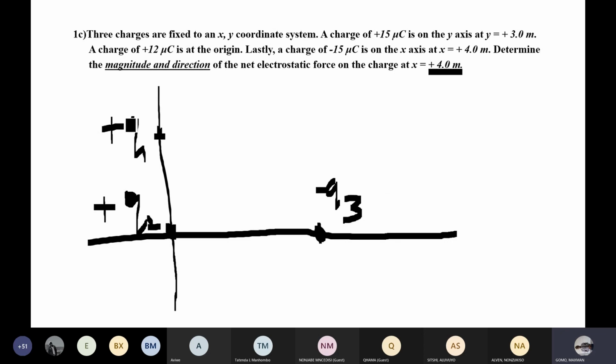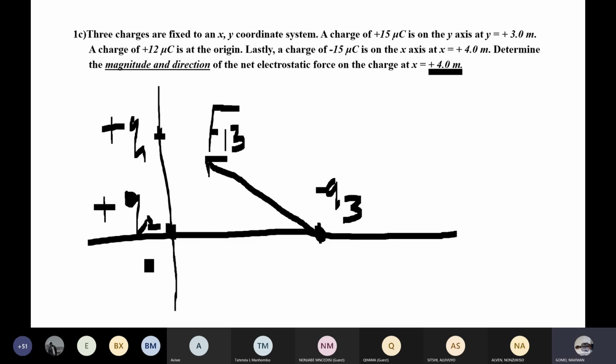So the effect of charge number 1 on charge 3: since they are opposite charges, you have a positive here and a negative here, so you expect an attraction. So this is going to be attracted to this particle. So here you are going to have the influence of force number 1 on charge number 3.